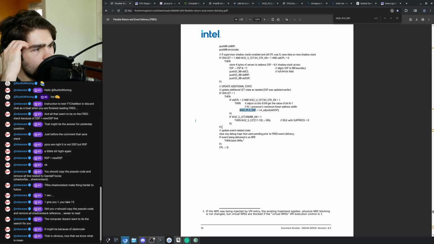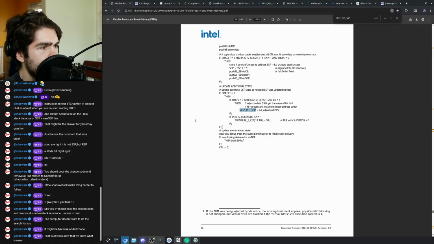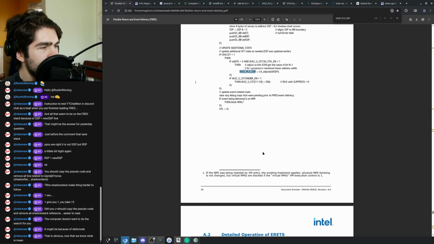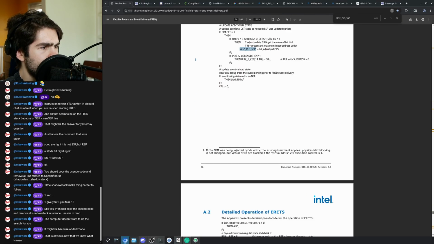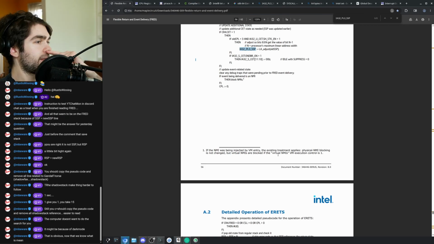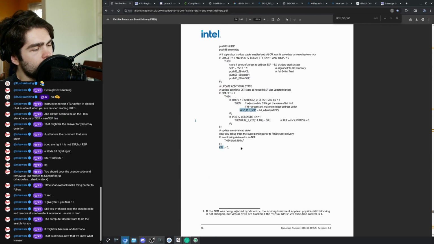Update the event-related state. Clear any debug traps that are pending prior to FRED event delivery. If the event being delivered is an NMI, then block NMIs. What does that even mean? If the NMI was injected by VM entry, the existing treatment applies: physical NMI blocking is not changed, but virtual NMI blocking is set if the virtual NMIs VM-execution control is 1. Okay, current protection level equals 0.